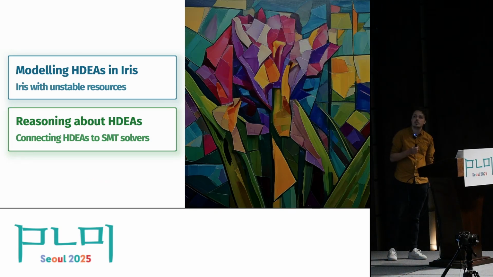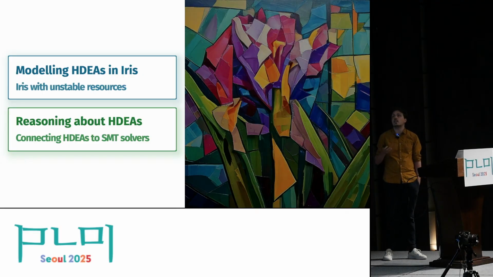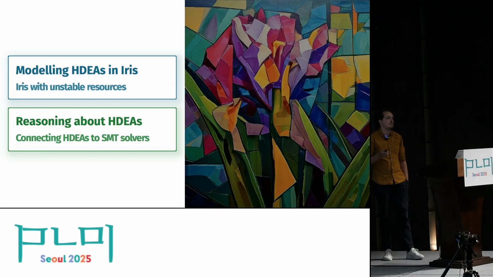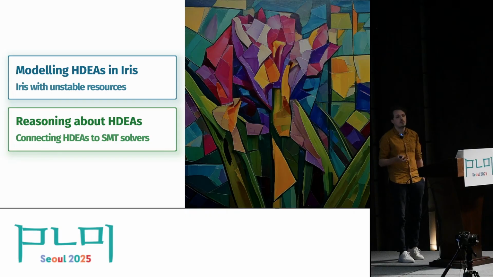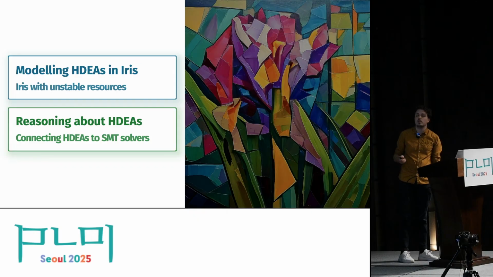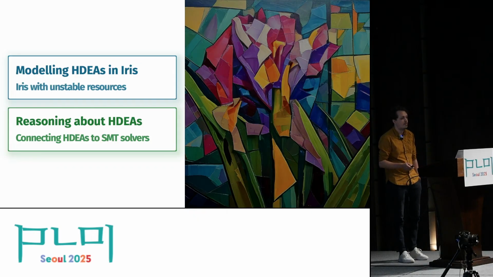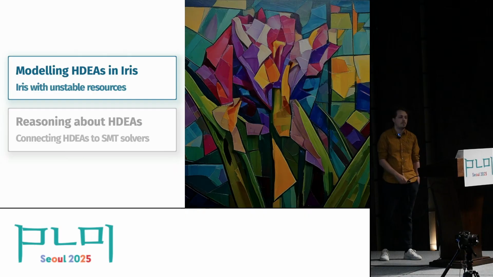And really, Daenerys consists of two parts. The first one is how we model heap-dependent expression assertions in Iris, and for that we have developed a version of Iris with unstable resources. And the second part is then how we reason about these heap-dependent expression assertions, and in particular how we connect them to SMT solvers. So let's start with the first one.